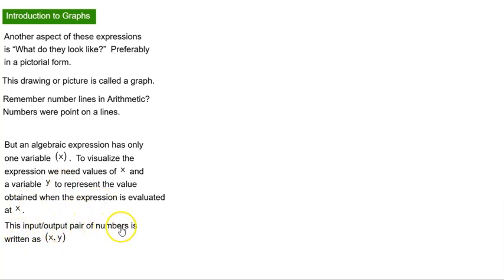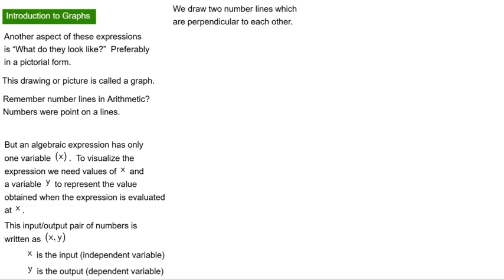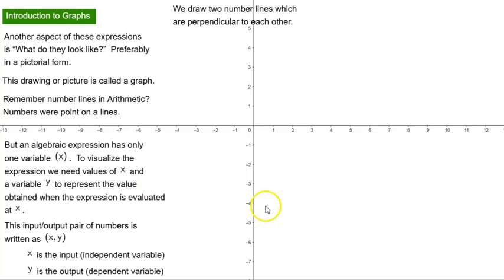This input-output pair of numbers is written within brackets as (x, y), where x is the input, that is the independent variable, and y is the output, which is the dependent variable. So how do we convert it into a pictorial form? We draw two number lines which are perpendicular to each other. This is how it looks: two perpendicular lines, each one representing a number line.